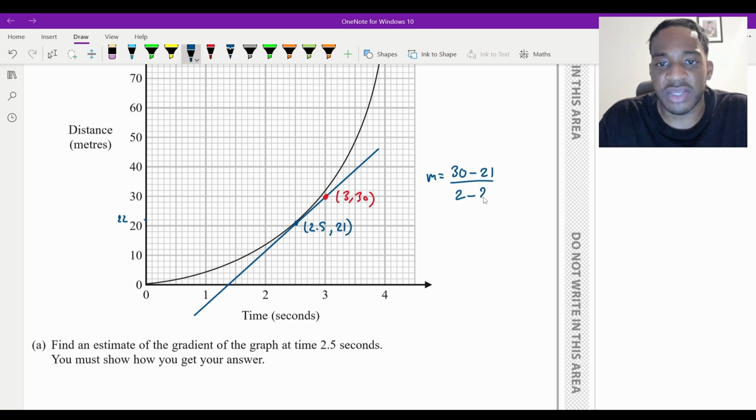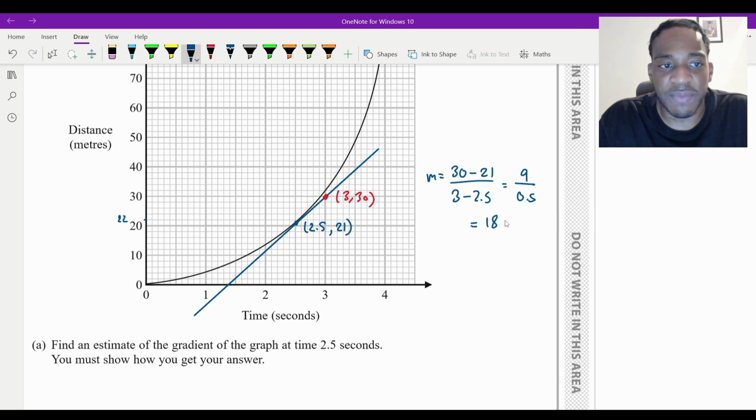So it's going to be like this here. Whoops, I wrote a 2. Apologies. 3 minus 2.5. And 30 take away 21 is 9. And then 3 take away 2.5 is 0.5. So it's 9 divided by 0.5, which is the same as 9 times 2, which is 18. So an estimate for the gradient is just going to be 18.